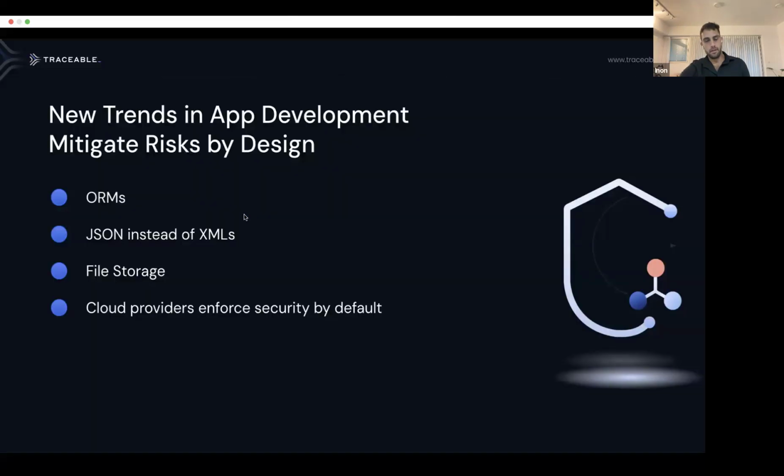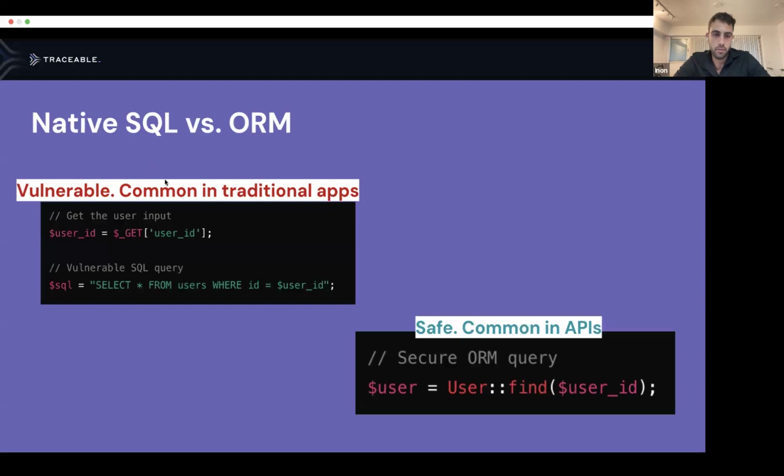I think my main conclusion is that the traditional vulnerabilities that I used to find in the older applications don't really exist in APIs, or it's very difficult to find them. The reason for that is that new trends in application development mitigate the risk by design for these traditional vulnerabilities. Let's see an example.